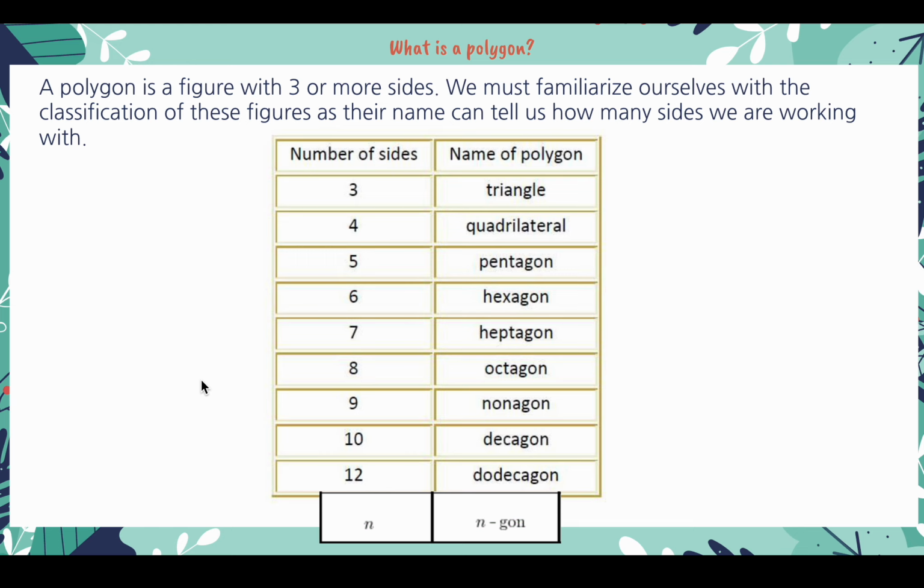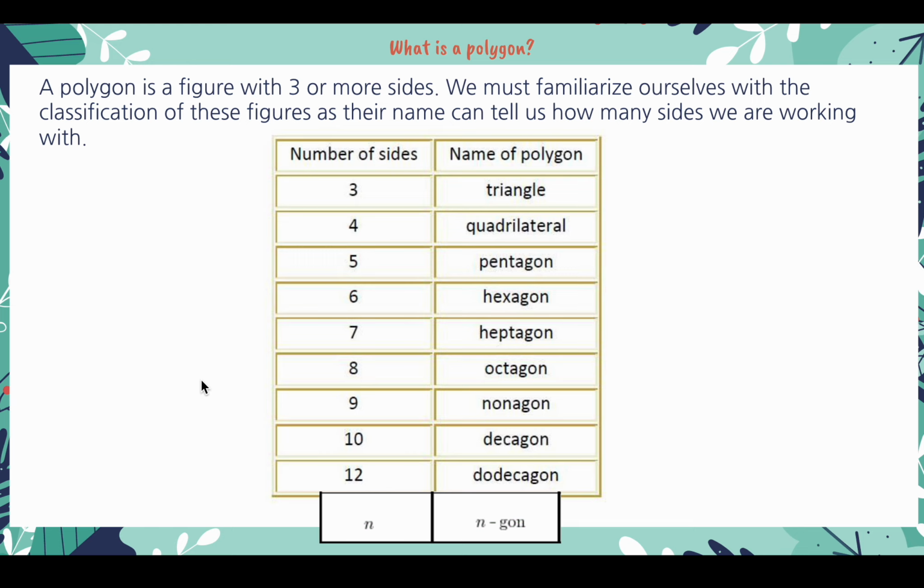And we have to familiarize ourselves with the classification of these figures because their name can tell us how many sides we are working with. I'm sure you've seen pentagon and hexagon before, probably even octagon as well. But this table has the number of sides along with the name or the classification of the polygon. So 3 sides is a triangle, going up to 8 sides is an octagon, 10 sides is a decagon, and 12 sides is a dodecagon.